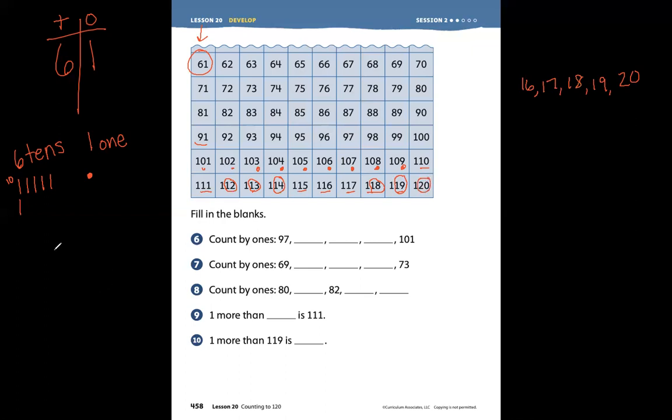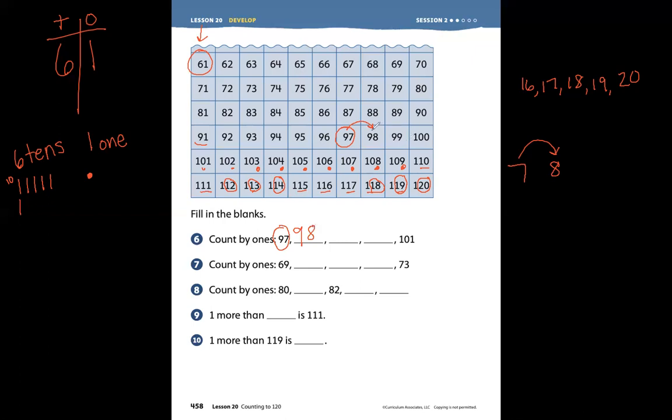Now we're going to move to problem number 6. It says count by ones starting at 97. So let's circle 97. If we're going to count by ones, we're only adding one number to the ones place. So if we have 97, what's one more than the number 7? 7 goes to 8, right? So the next number would be 98.